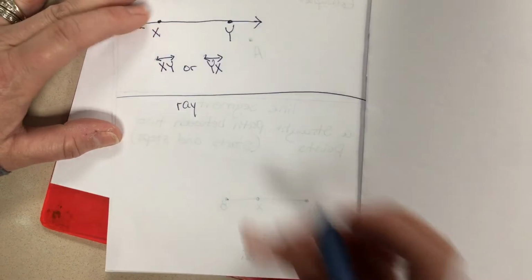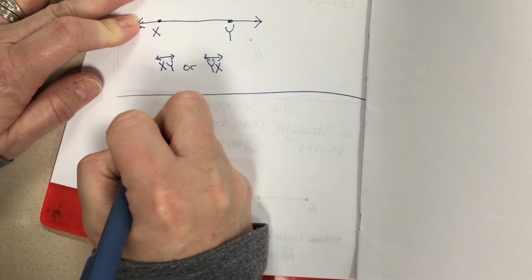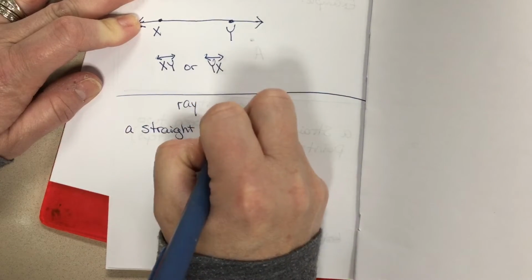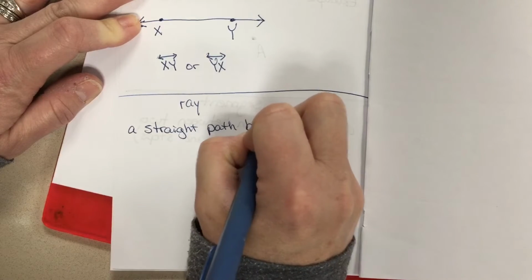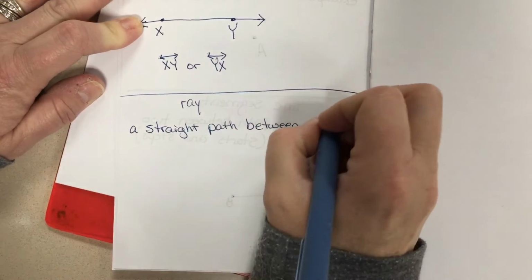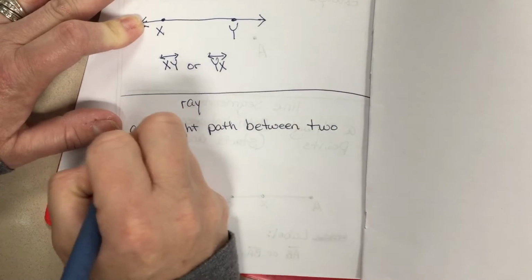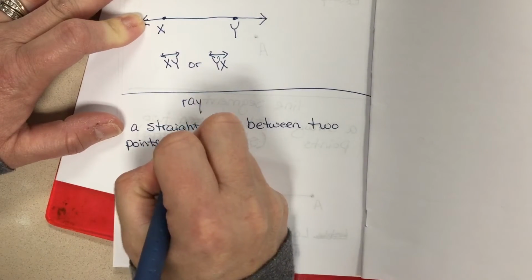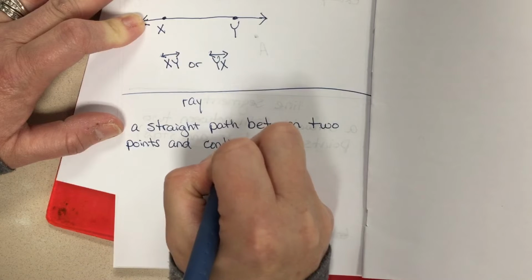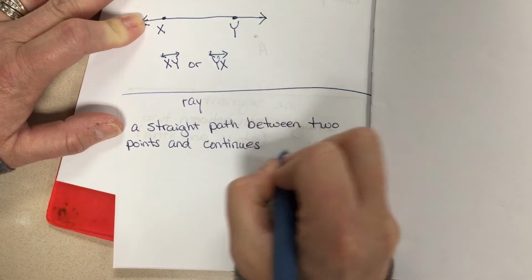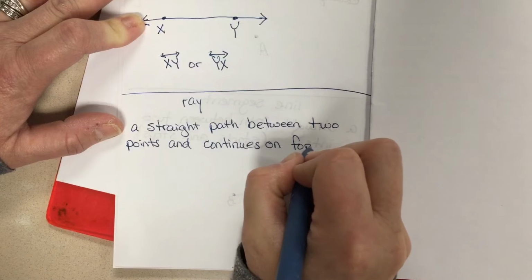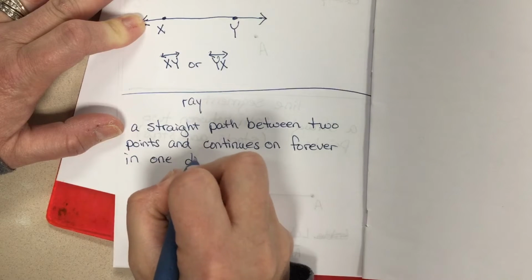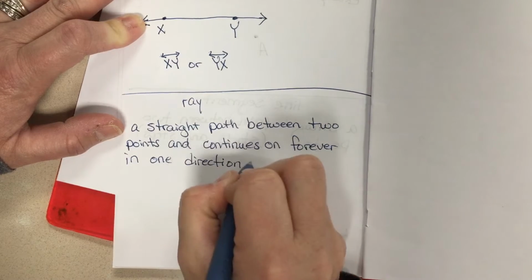All right, and then we have ray. Ray is a straight path between two points and continues on forever in one direction only.